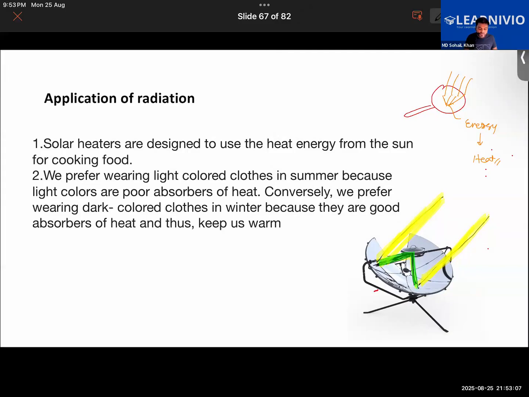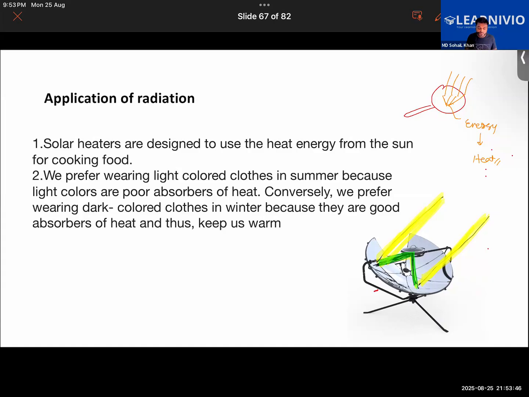Talking about the applications particularly, one application is using solar cookers and solar heaters. Another application is that we prefer wearing light colored clothes in summer because light colors are poor absorbers of heat. On the other hand, we prefer wearing dark colored clothes in winter because they are good absorbers of heat and thus keep us warm. It is important to know that some objects around us absorb heat via radiation and release heat via radiation also. Dark colored objects are good absorbers of heat, while light colored clothes are bad absorbers of heat.